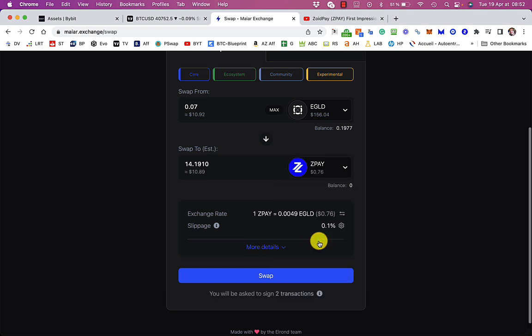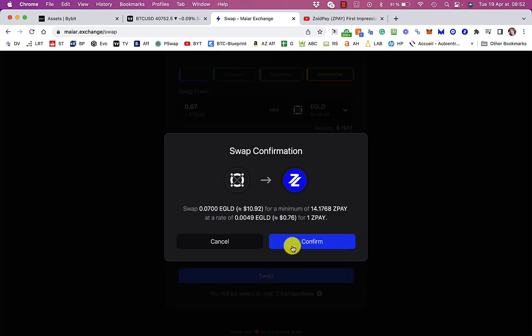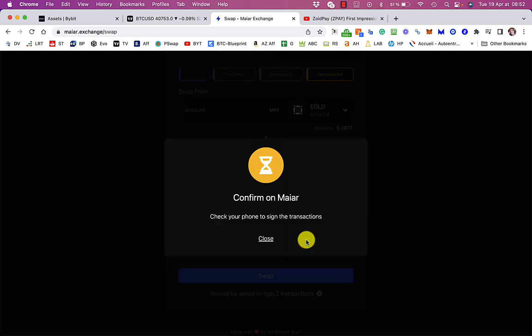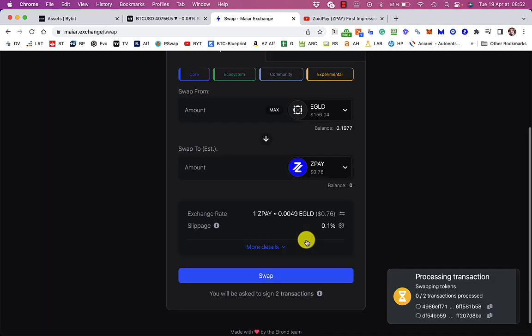Okay, so let's do that. Slippage is on 0.1%, that's good. Okay, swap. Okay, looks good. Confirm that on Maiar. So it actually cost me 7 cents to do that. It's not too bad.